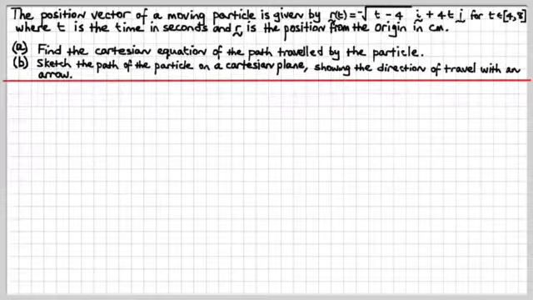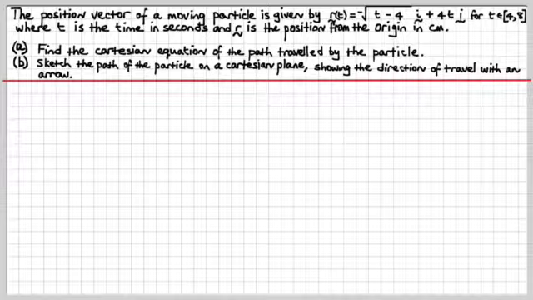In this question, the position vector of a moving particle is given by vector r as a function of t, equal to minus the square root of t minus 4 in the i plus 4t in the j, for t going from 4 to 8 inclusive, where t is the time in seconds and r is the position from the origin in centimetres.